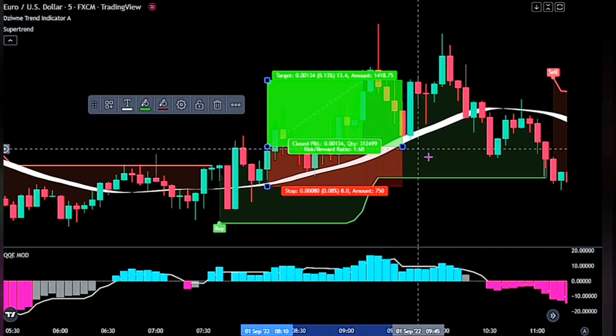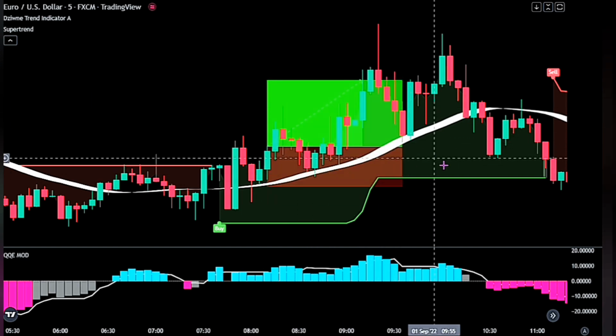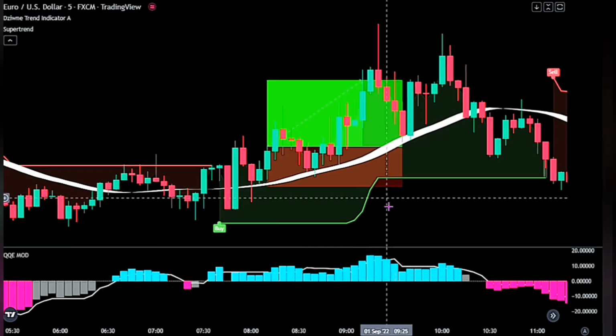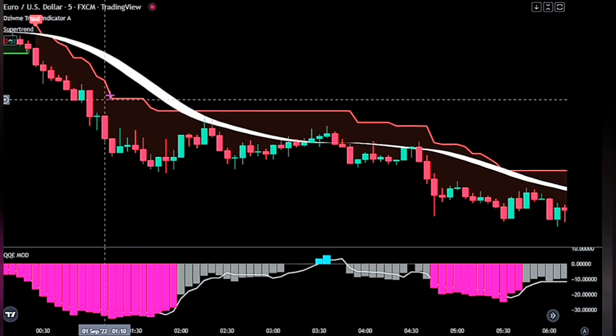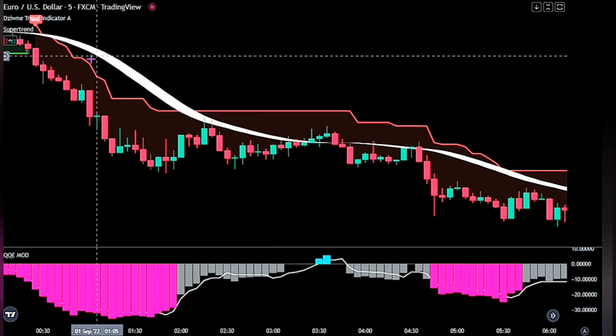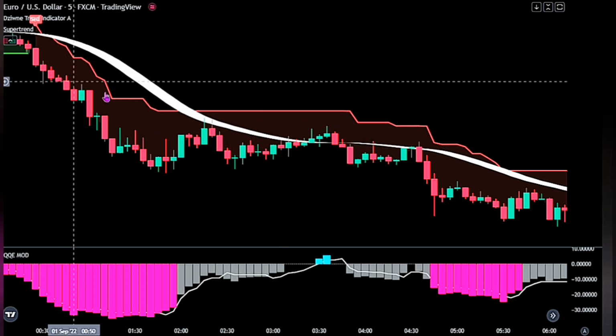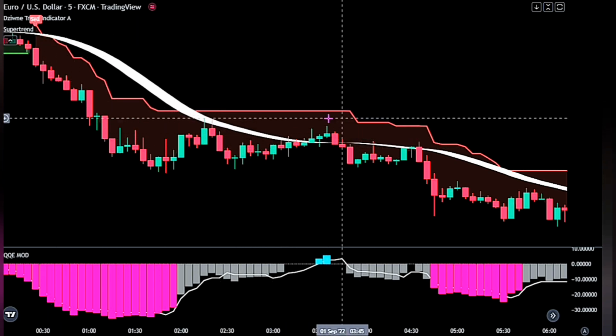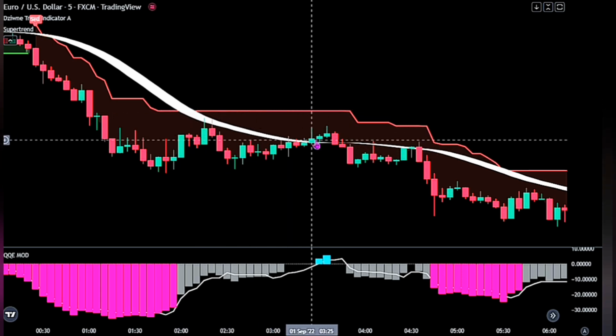Keep watching as we reveal the conditions for a short position before we go ahead and backtest our strategy. Exactly the opposite is true for a sell trade. For a valid sell position, we would want a new sell signal from the Supertrend as the moving average is in red. Then we would want to have price action close above the Dzewne trend indicator.